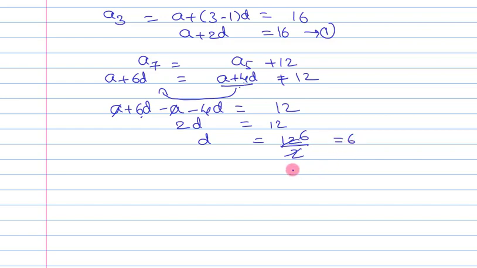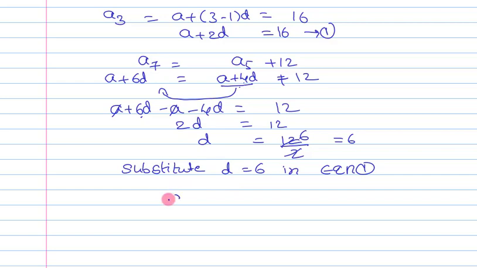Now we got the d value. So substitute d is equal to 6 in equation 1. Why are we substituting? We need to find the AP. To get an AP, we need to find the first term and the common difference. So we got the common difference, but we don't know the first term. What is the first term of the AP? For that, we are going to make use of the first equation.